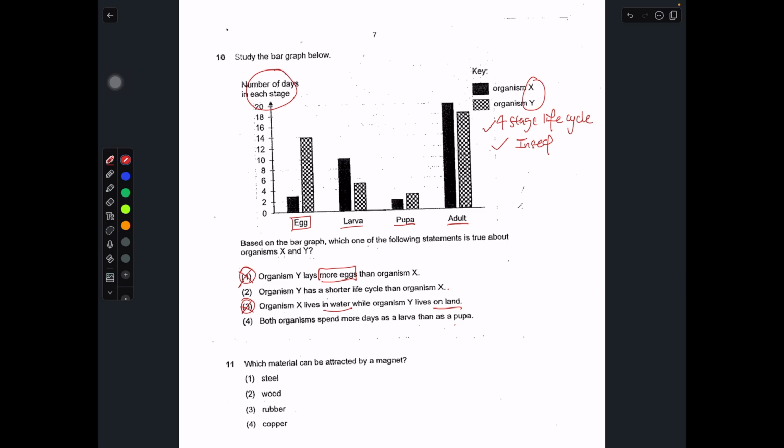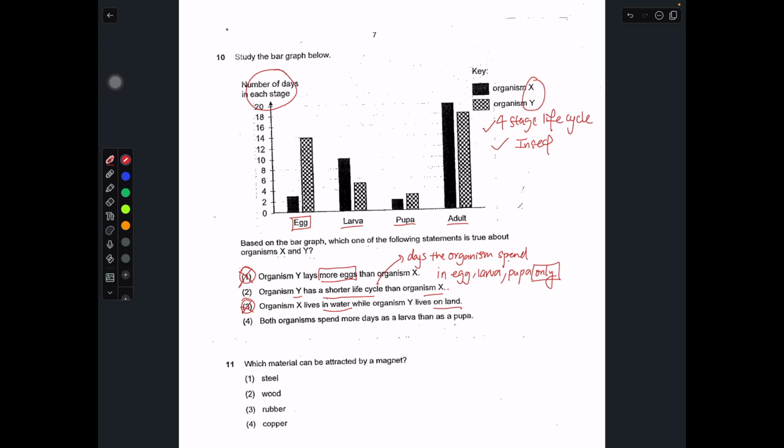So now you just have to evaluate between 2 and 4. Y has a shorter life cycle than X. So in order to know whether it is longer or shorter, you compare the days the organism spends in egg, larva, and pupa only.